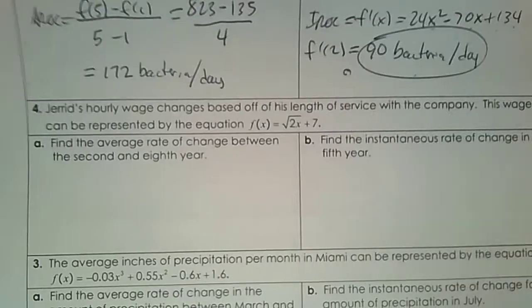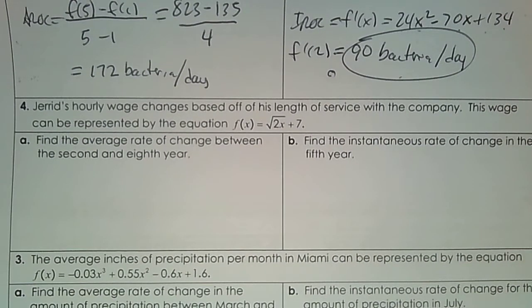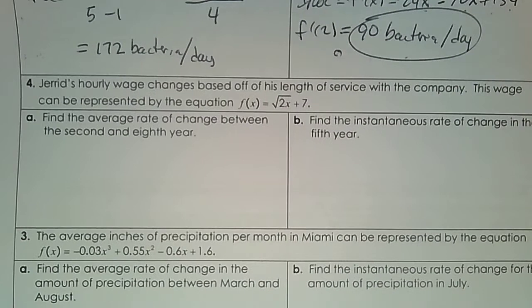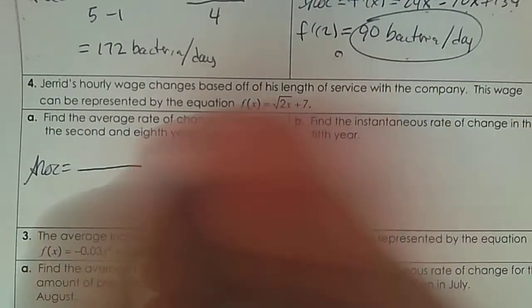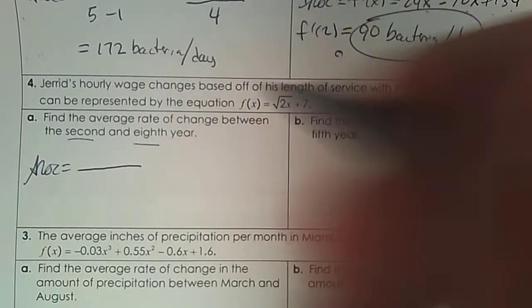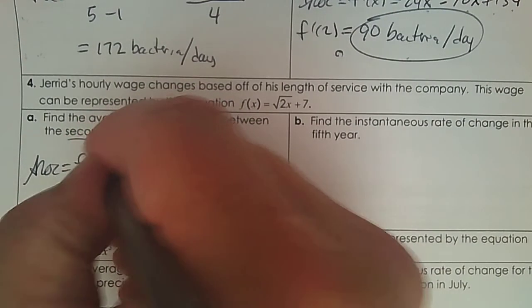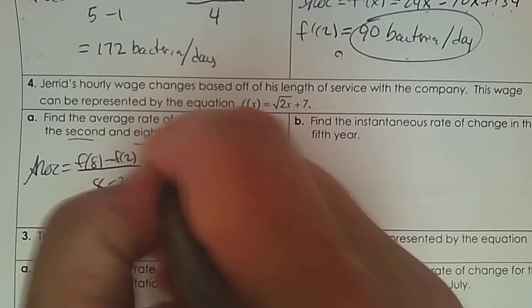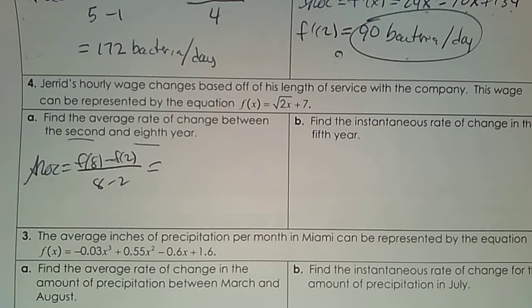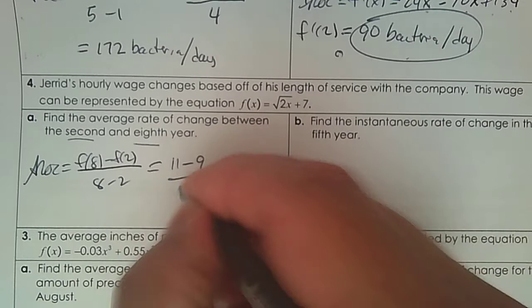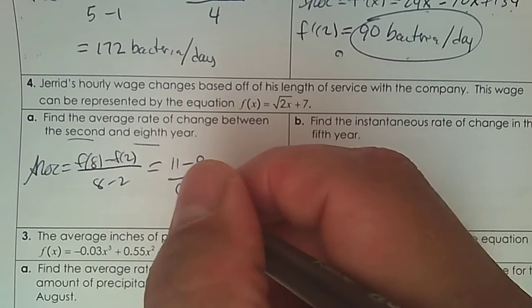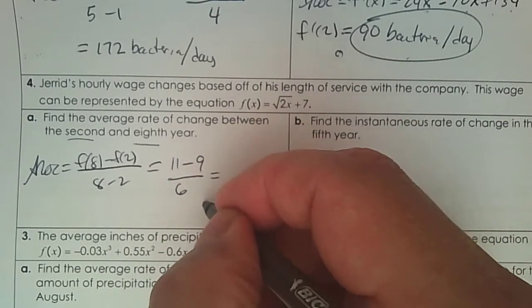4. Jared's hourly wage changes based off of his length of service with the company. This wage can be represented by this equation, the square root of 2x plus 7. So find the average rate of change. That would be AROC between the 8th and 2nd. So that would be f at 8, subtract f at 2, 8 take away 2 in the denominator. Slope formula. So plug in 8 and you get 11. Plug in 2 and you get 9 divided by 6. So when you put it together, that is 2 divided by 6.